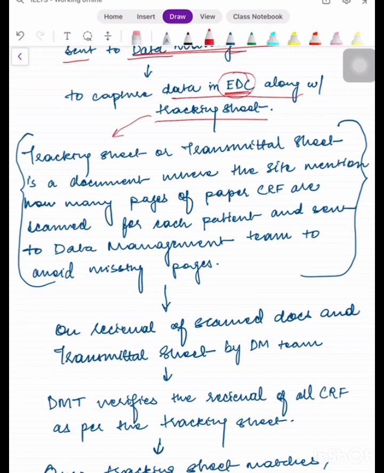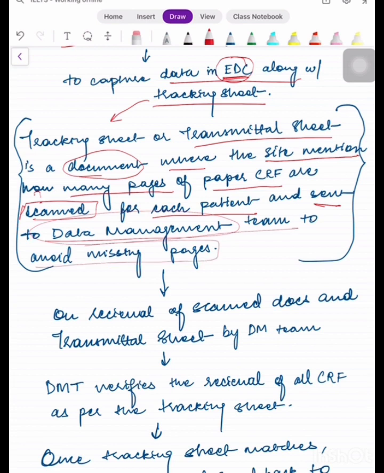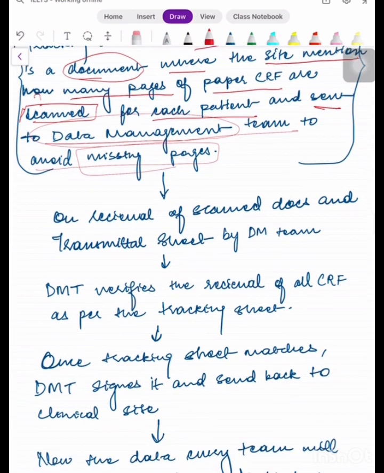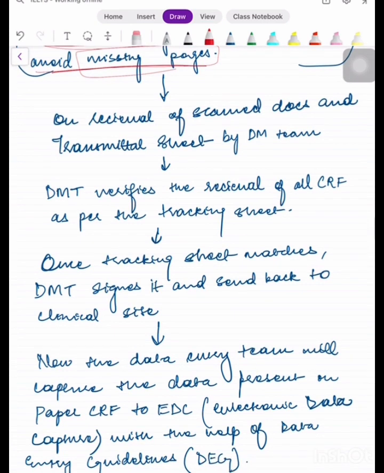Now what is tracking sheet? So tracking sheet or transmittal sheet is a document where the clinical site mentions how many pages of paper CRF are scanned for each patient and sent to data management team to avoid the missing pages. This is quite self-explanatory. So it's the number of pages of each patient CRF that is scanned by the site and sent to the data management team. This is done to avoid missing pages confusion.